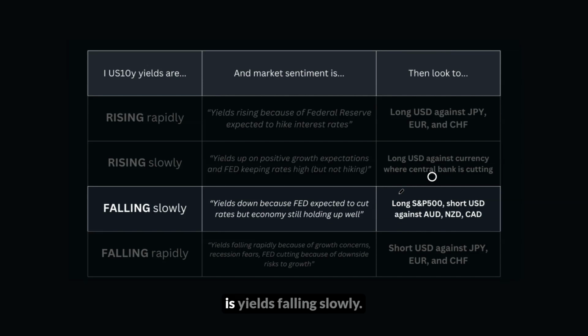Regime number 3 is yields falling slowly. And we flip the direction. Okay, from yields rising, now we go to yields falling. Why do yields fall? They fall because inflation is cooling and the economy is softening. But there's a huge distinction to make between yields falling slowly and yields falling rapidly. They fall slow, yields down because the Fed is expected to cut rates, but the economy is still holding up well. No recession in this case. The labor market may be a little softer, growth may be a little slower, but nothing is breaking.